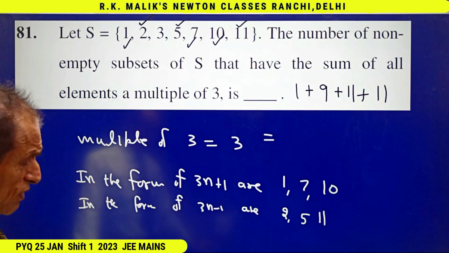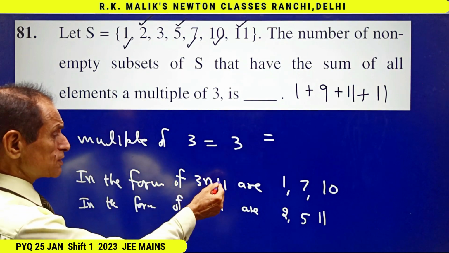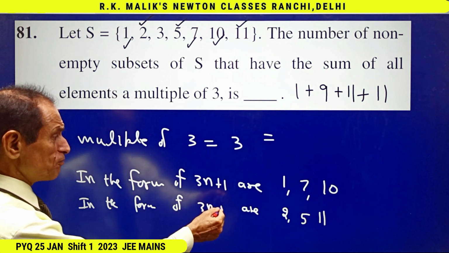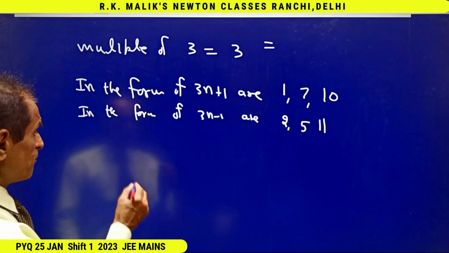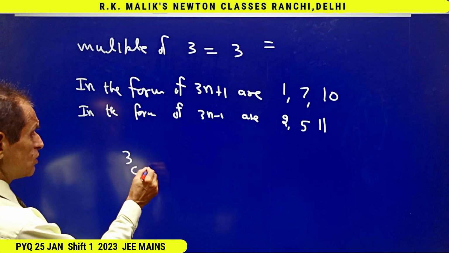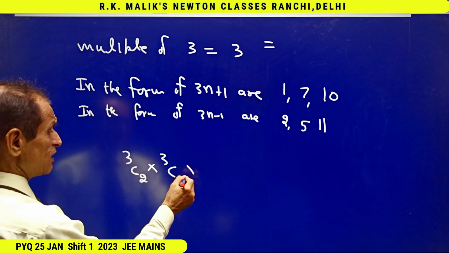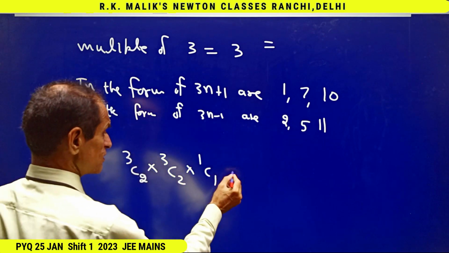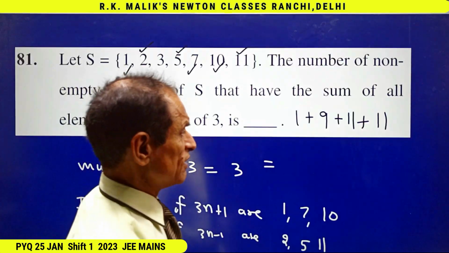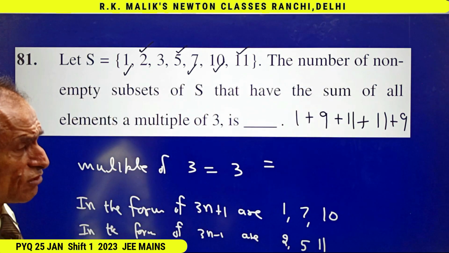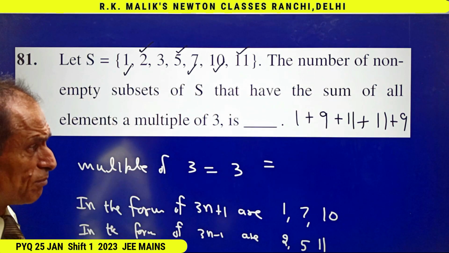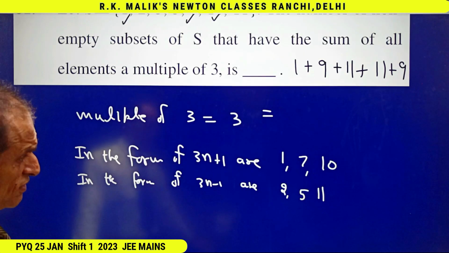For the sum to be multiple of 3, it is sure that 2 elements must be of this type, 2 elements must be of this type, and 1 element must be of this type. That is, the number of ways will be 3c2 into 3c2 into 1c1, that is 9. Hence, in this case, number of subsets becomes 9, in which the set contains 5 elements and sum is multiple of 3. And in case of 6 elements, number of subsets having 6 elements and sum is multiple of 3.